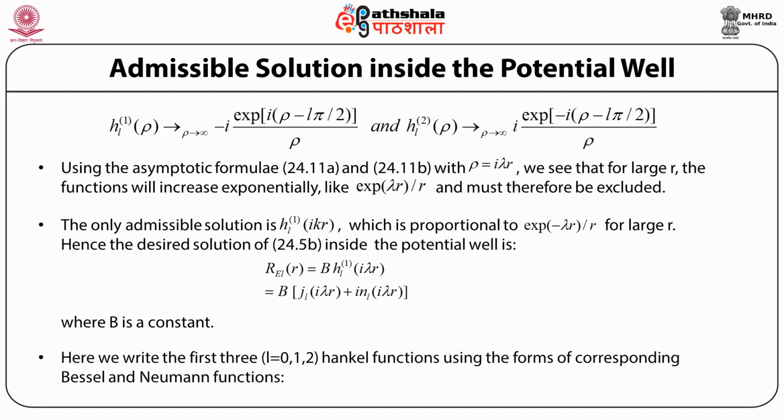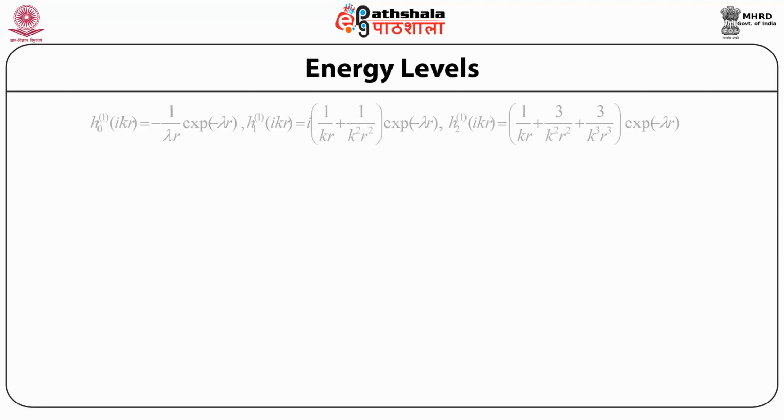Here we write the first three, l = 0, 1, 2, Hankel functions using the forms of the corresponding Bessel and Neumann functions. Energy levels. h_0^(1)(iκr) = (1/(λr)) e^(-λr), h_1^(1)(iκr) = i(1/(iκr) + 1/(k²r²)) e^(-λr), h_2^(1)(iκr) = (1/(kr) + 3/(k²r²) + 3/(k³r³)) e^(-λr).